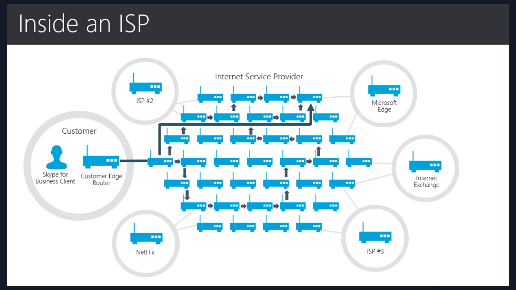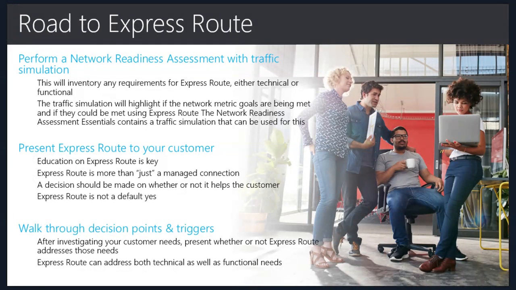So now we understand this, we need to decide, should we do this with our customer? Contoso has some locations. Is ExpressRoute beneficial to them? So we need to think about what's our road to ExpressRoute? So first we need to do a network readiness assessment with traffic simulation. Well, good news, we're doing this with Contoso. This will highlight any reasons for perhaps using ExpressRoute.